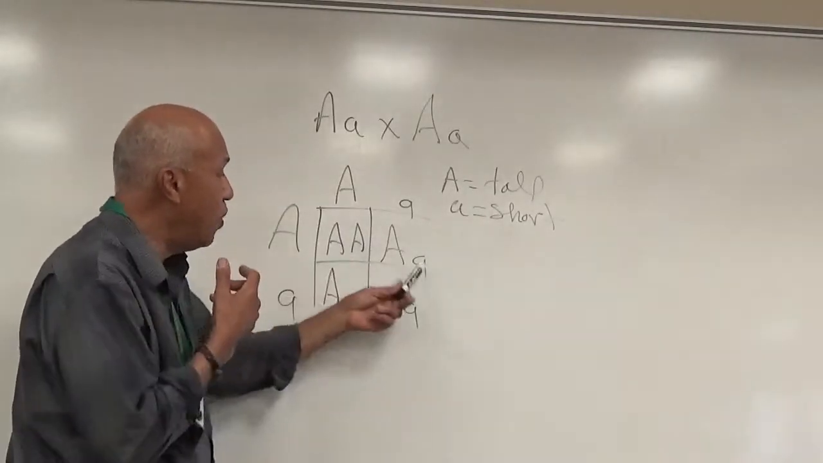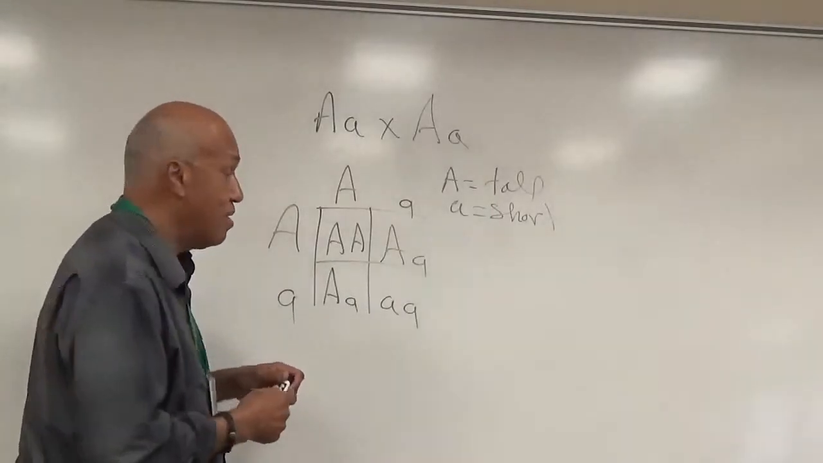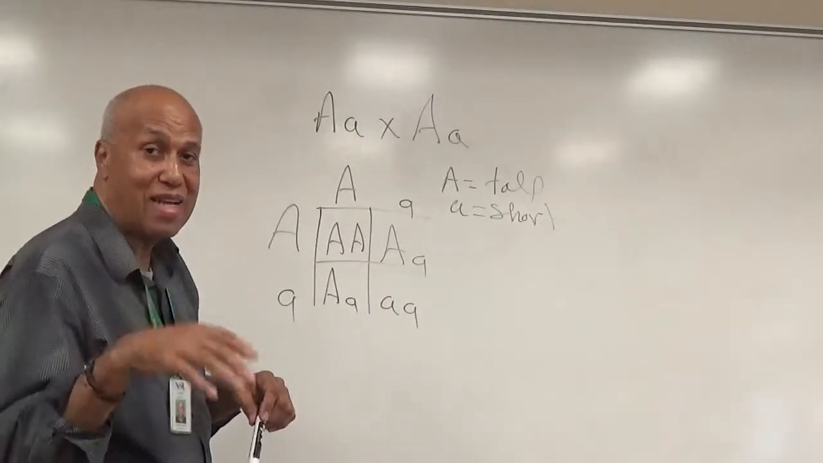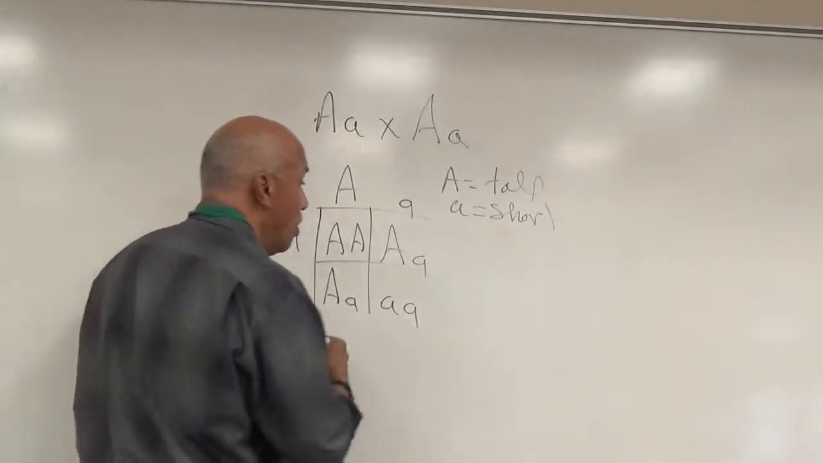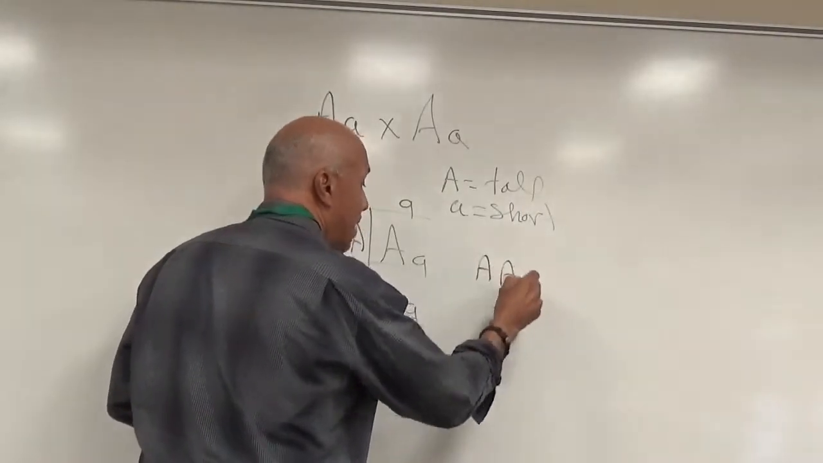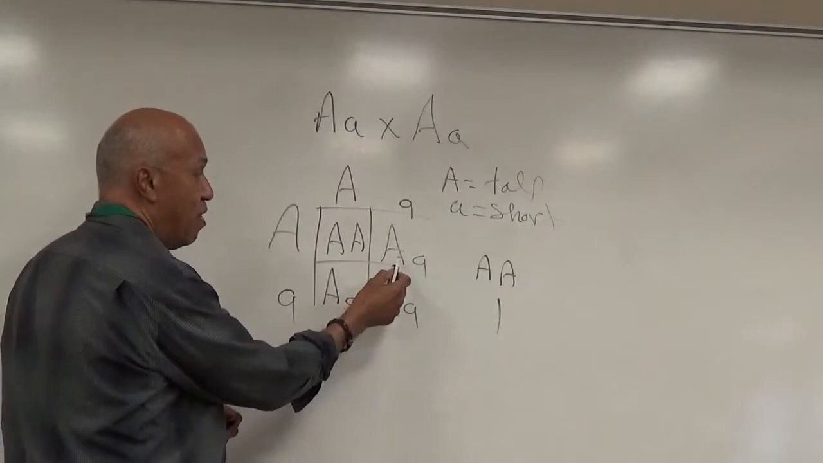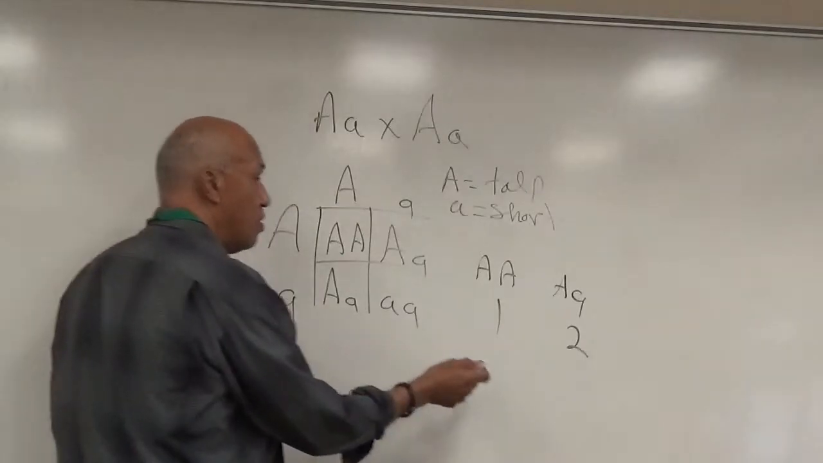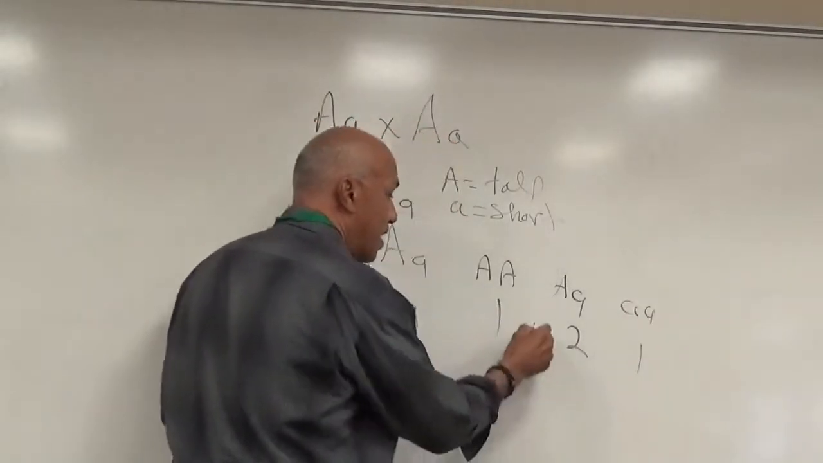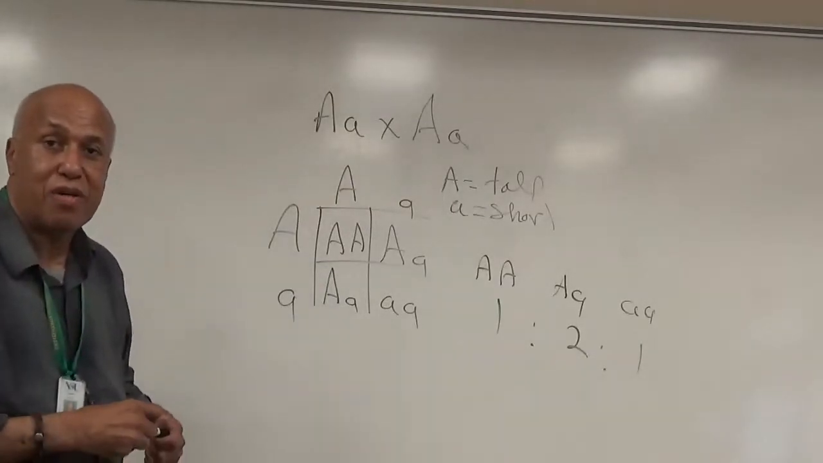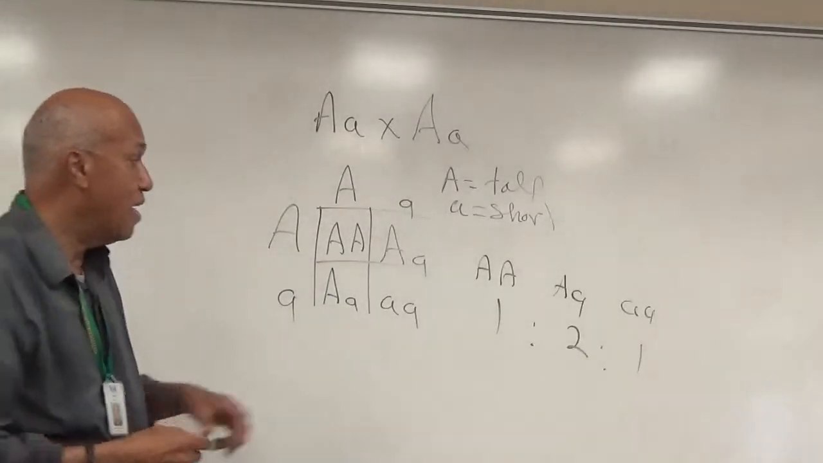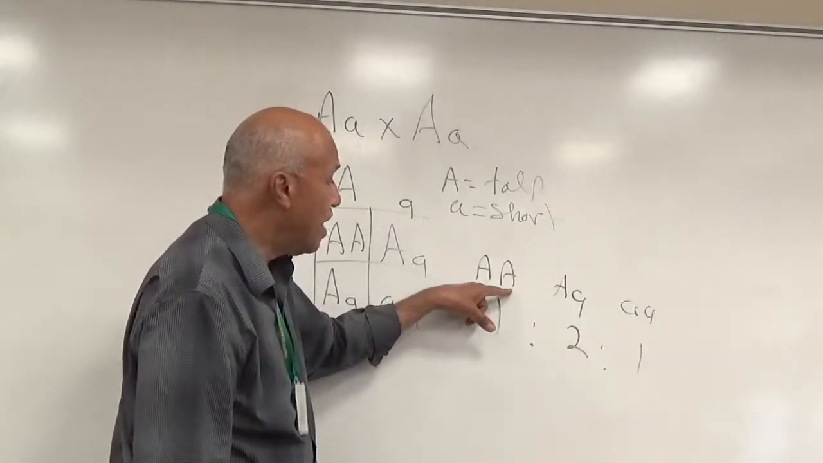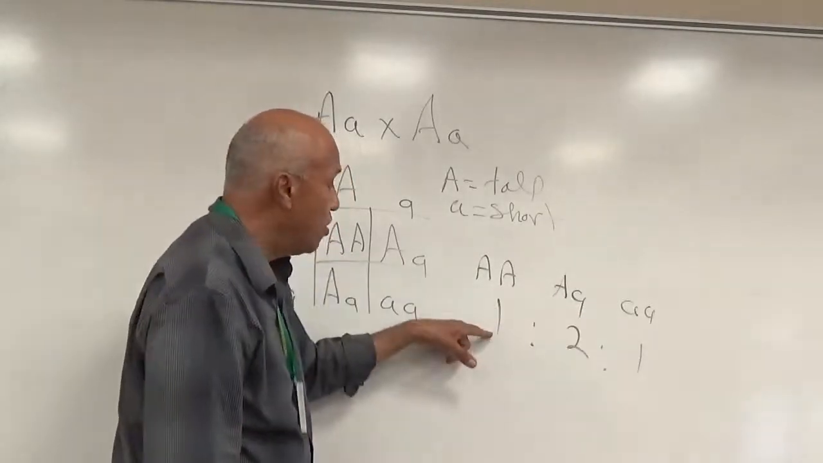And what's interesting is you have 4 boxes. So let's see how many boxes have 2 big A's, that's called homozygous, and heterozygous. How many have 2 of them? 1. How many have a big one and a little one? 2. And how many have 2 little ones? 1. So what that allows you to do is to talk in terms of a ratio. This is a genotypic ratio, let me correct myself. Homozygous, heterozygous, homozygous recessive. So it's 1 to 2 to 1.